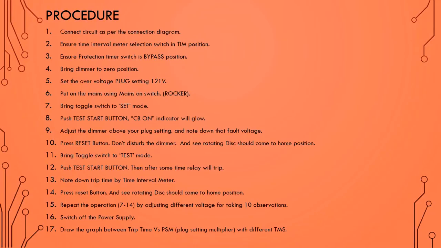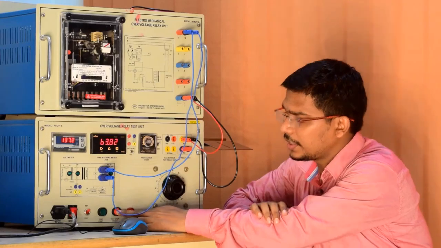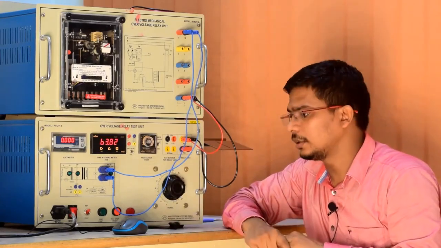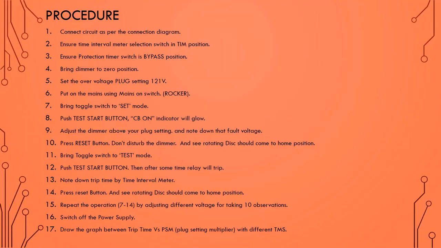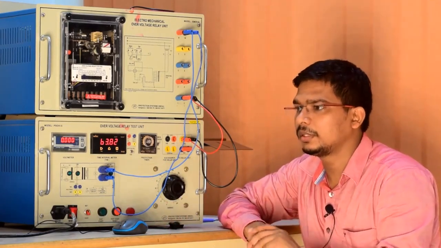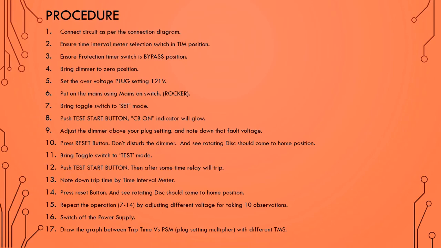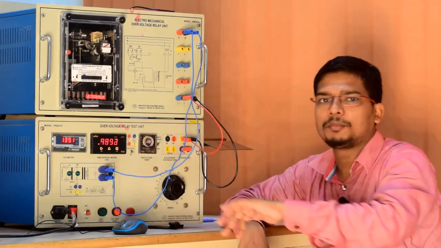So next we will see what to do. The procedure is: press the reset button, do not disturb the dimmer. So we have pressed the reset button and we are not disturbing the dimmer. Then bring the toggle switch to test mode. So we have changed to test mode. Next, push the test start button. After some time the relay will trip.